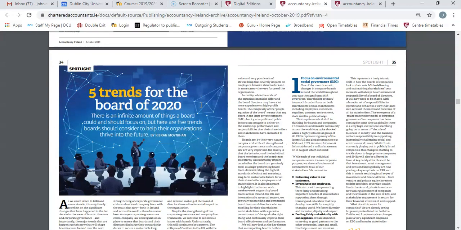And have a look at a couple of those Accountancy Ireland articles just to get a sense of, well, what's the tone here? How could I lay it out? How can I make it more attractive and differentiate mine from my colleagues and my peers?